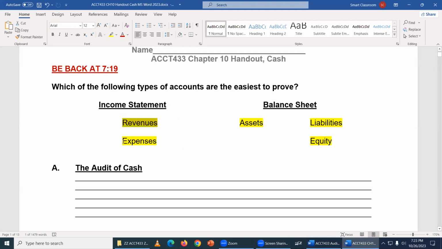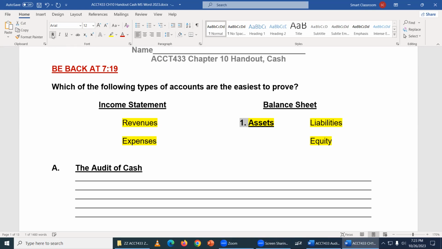It's possible that these could be proven, but the one that's probably going to be the easiest to prove is going to be the assets. What we'll find out though is that these are all connected. Obviously, revenues: if someone gives you cash to buy something, that's an asset. If you spend cash to pay an expense, too. But assets are probably the easiest to prove, and that's why we'll often start out with cash, it's the asset. Assets are easiest.